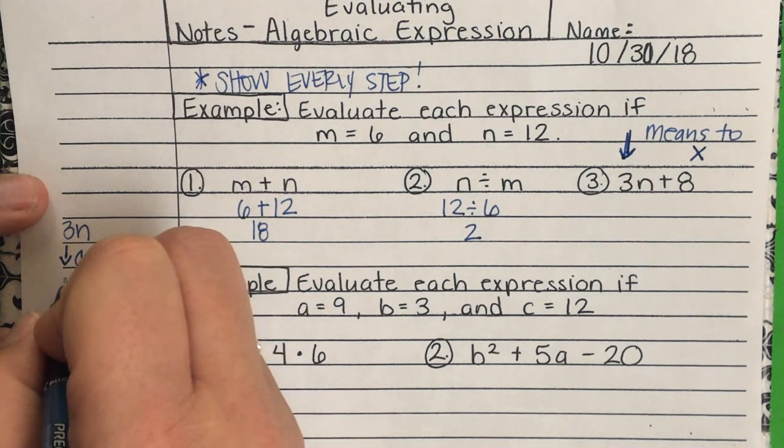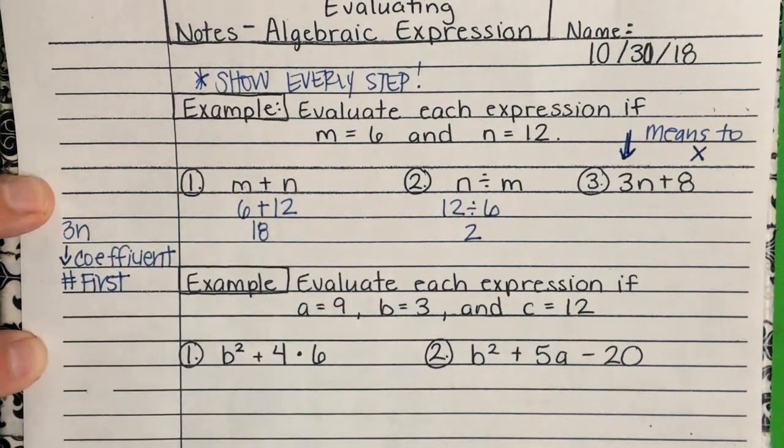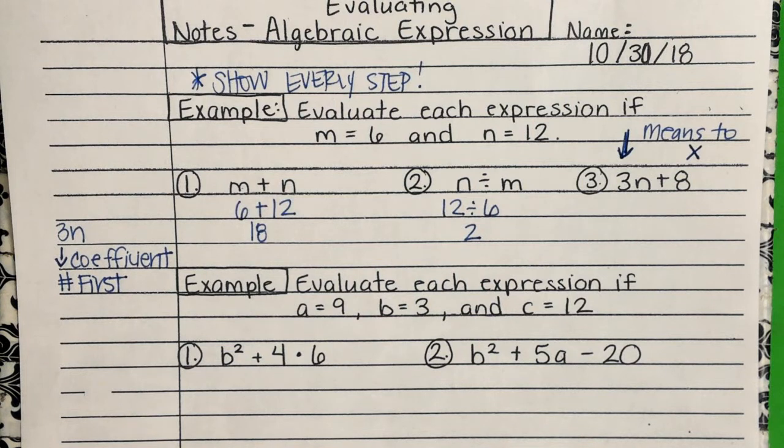And remember this, I want you to put the number first. Okay? So whenever we write a coefficient, I want the number first. So we're not going to write n3, we're going to write 3n. And it means to do what? Multiply. And it makes more sense. Yeah, it does make more sense.